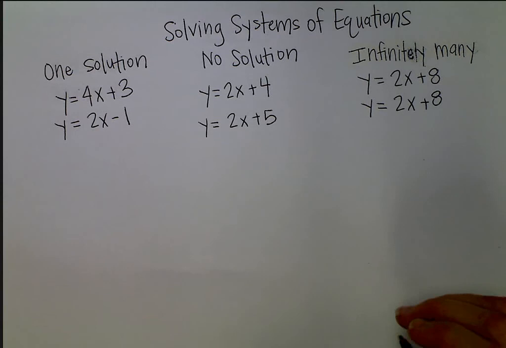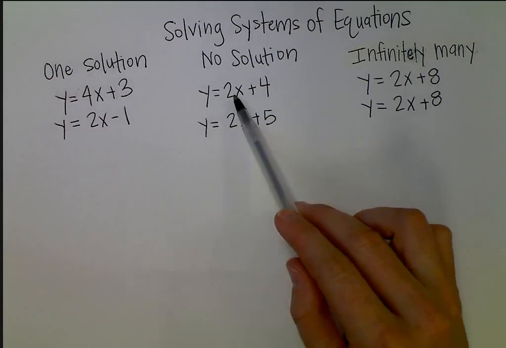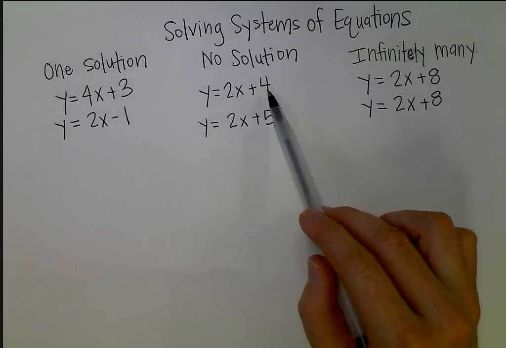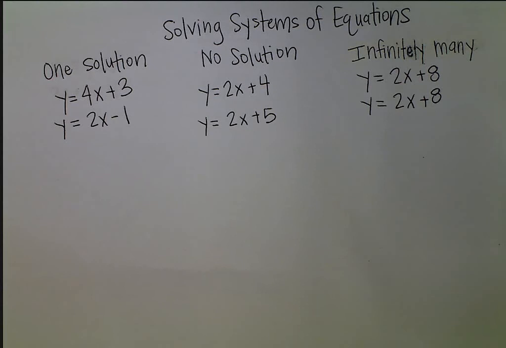No solution. The lines are parallel and never intersect. The slopes of the lines are the same, but the y-intercepts are different. Same slope, different y-intercept.